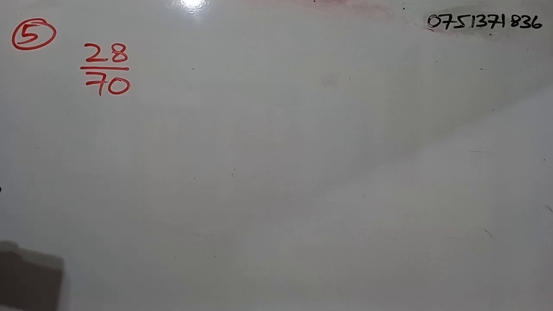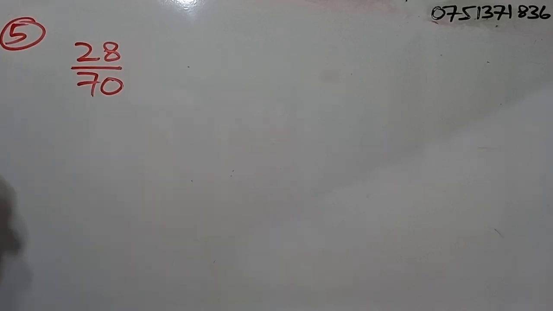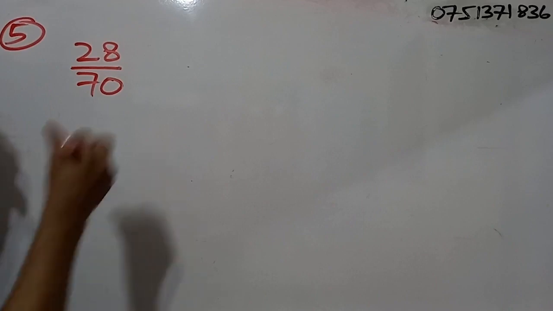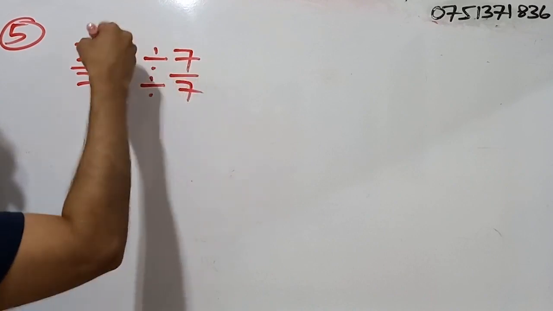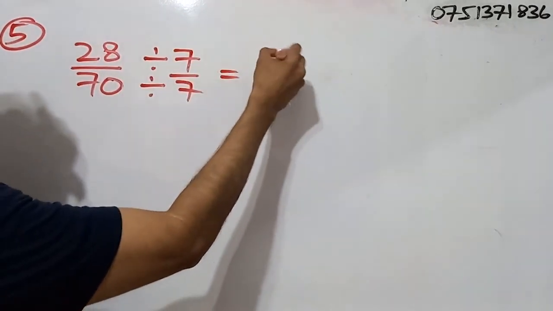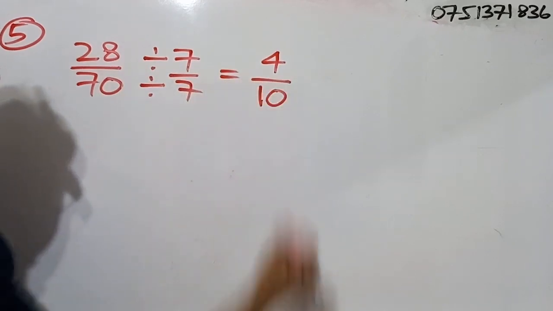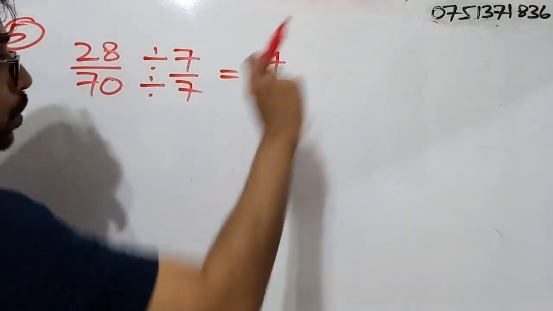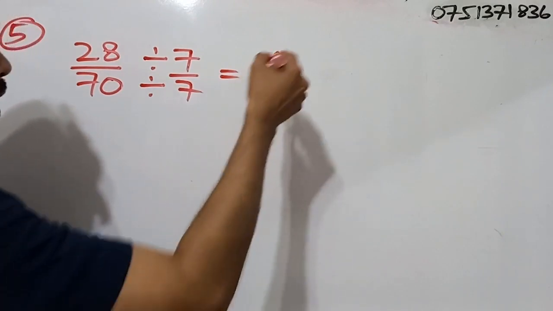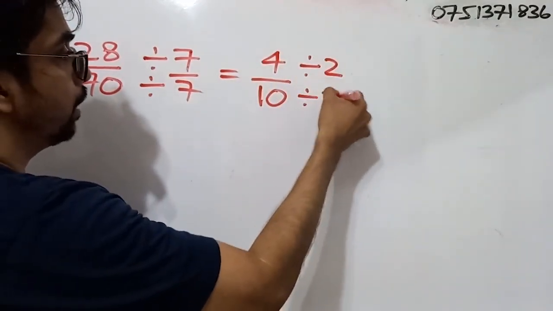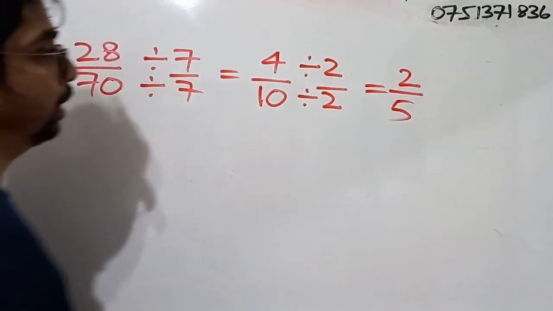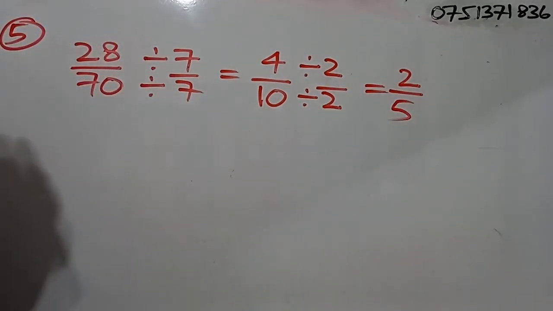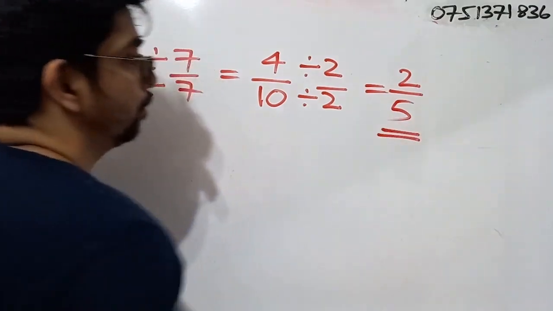Right. Question number 5. So we have been given a fraction. So we have to simplify it. Okay. So we can divide the numerator and the denominator by what? By 7. 28 divided by 7, we get 4. 70 divided by 7, we get 10. Here also, we can further simplify. We can divide the numerator and the denominator by 2. 4 divided by 2, we get 2. 10 divided by 2, we get 5. So, 2 by 5, that is the final answer.